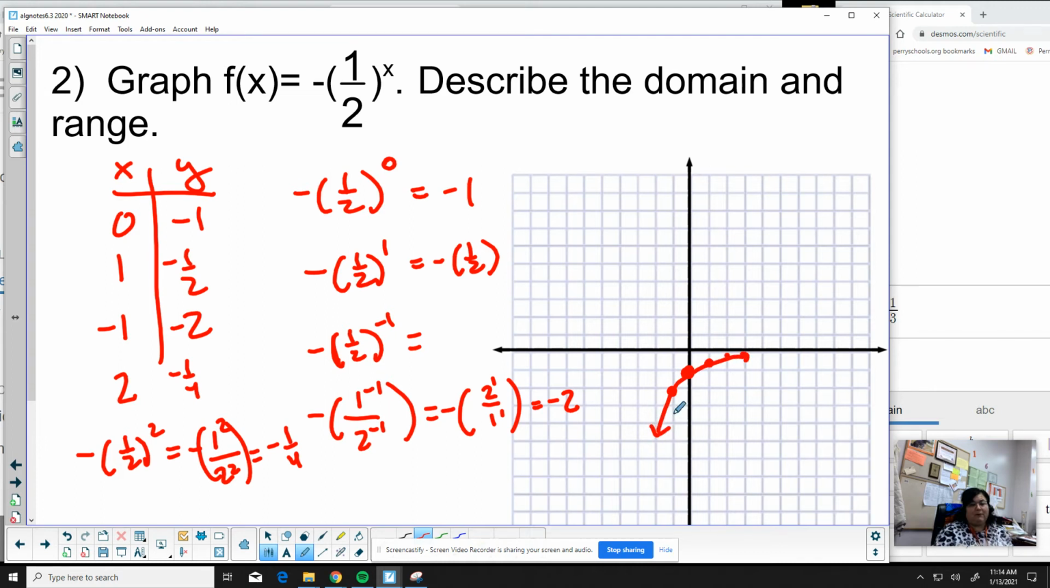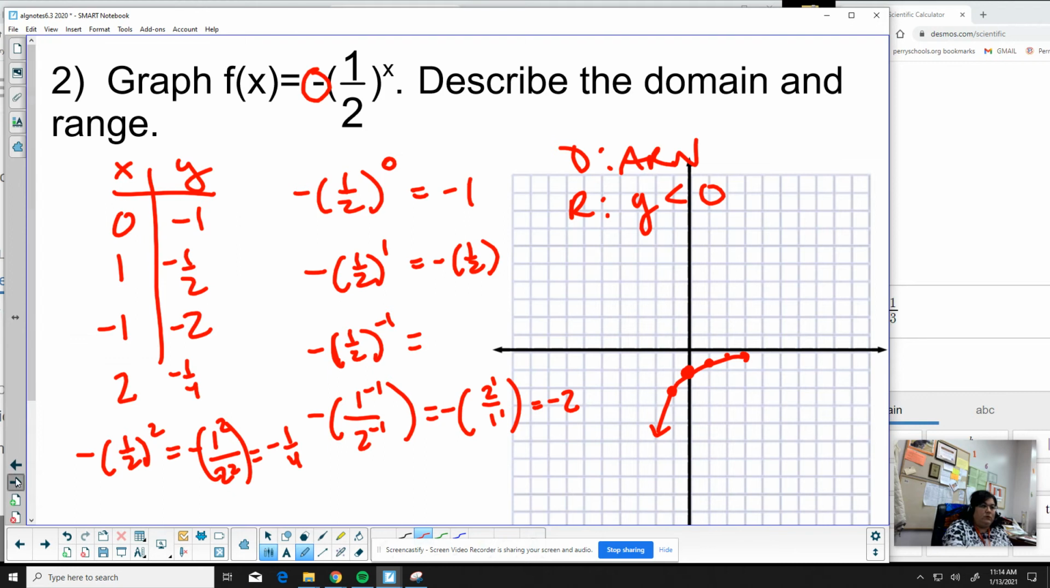And it does have arrows in both directions because it keeps growing to the right and to the left, but that makes the domain all real numbers. And this time, especially because it's got a negative here, the range is below the 0. It's going to keep approaching 0 but never get there. So this is y is less than 0 as my range.